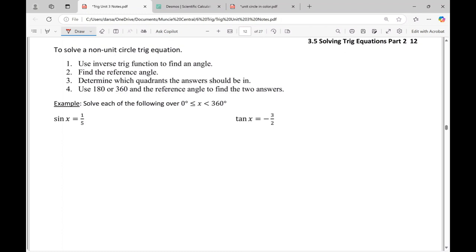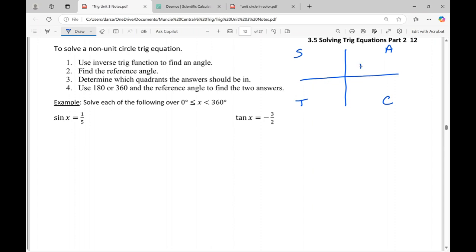So a couple of things to keep in mind as we're going through these problems. Let's keep in mind our favorite acronym, All Students Take Calculus, which tells us which of the trig functions are positive in each quadrant. And then how do we use our reference angle? Well, if you get a reference angle that's in the first quadrant and you need an angle in the first quadrant, then the reference angle is your answer. How do we use the reference angle in the other quadrants? Well, we're going to use 180 minus the reference angle to get a second quadrant answer, 180 plus the reference angle to get a third quadrant answer, and 360 minus the reference angle to get a fourth quadrant answer.